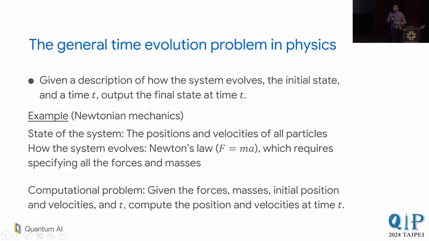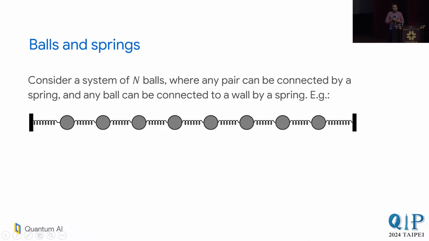some time t. Right? So we can define a computational problem from this, which is just: the input is the forces, the masses, the initial positions, velocities, and time t, and the output is the position and velocities at time t. Okay, cool. That's pretty straightforward. And this is just like the general setup. And now let me specialize it to this balls and springs problem.